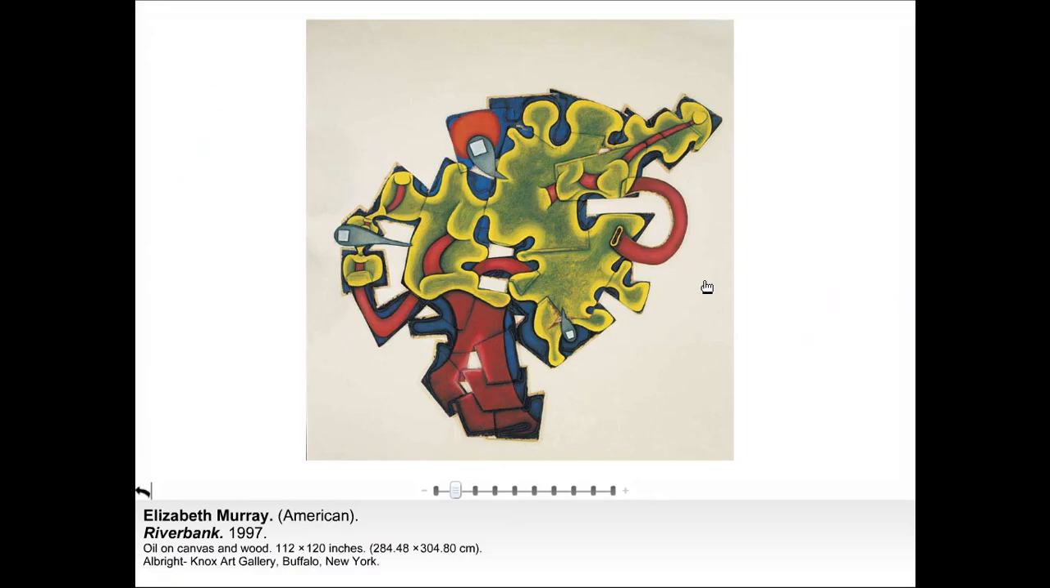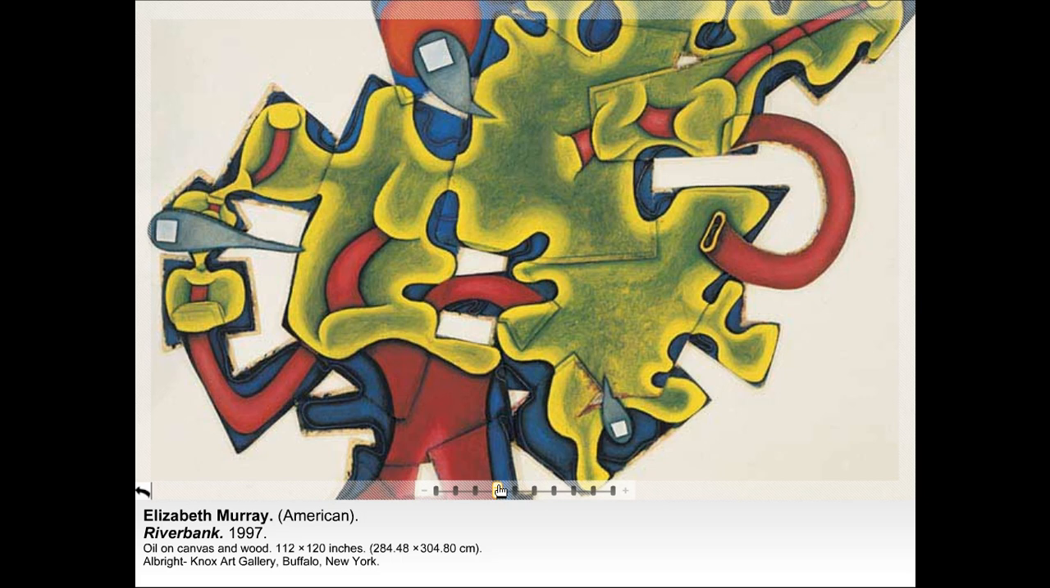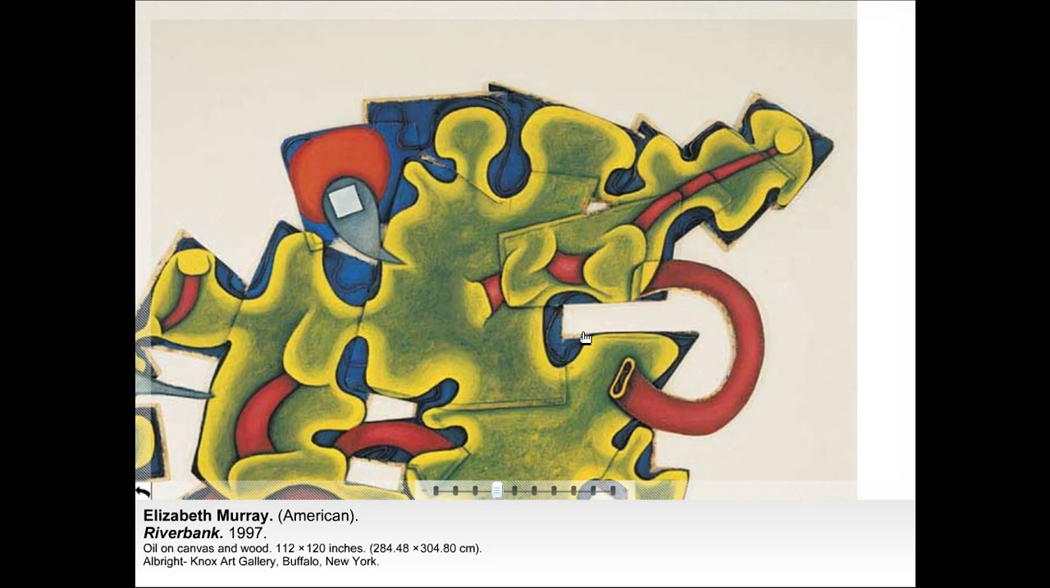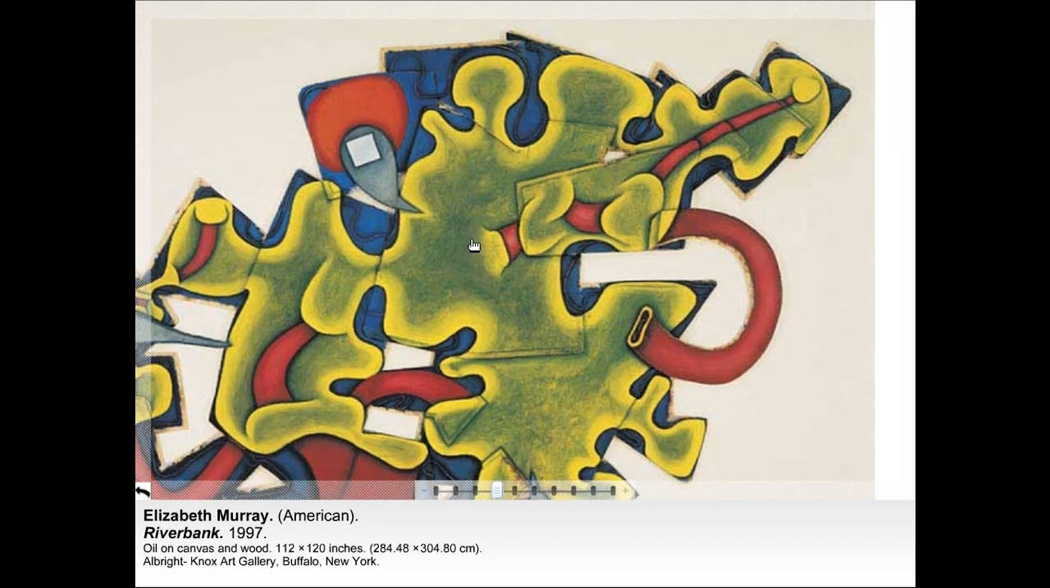This one is by an artist named Elizabeth Murray. She's an American artist. She painted this kind of recently, in 1997. It's basically oil on canvas on wood. It's called The Riverbank. I have no idea. This is an abstract. So a riverbank, what can I see? If you think about a map, usually a map has the green where the land is, and then the blue where the water is. Think about when you look at Google Maps, you see the blue.